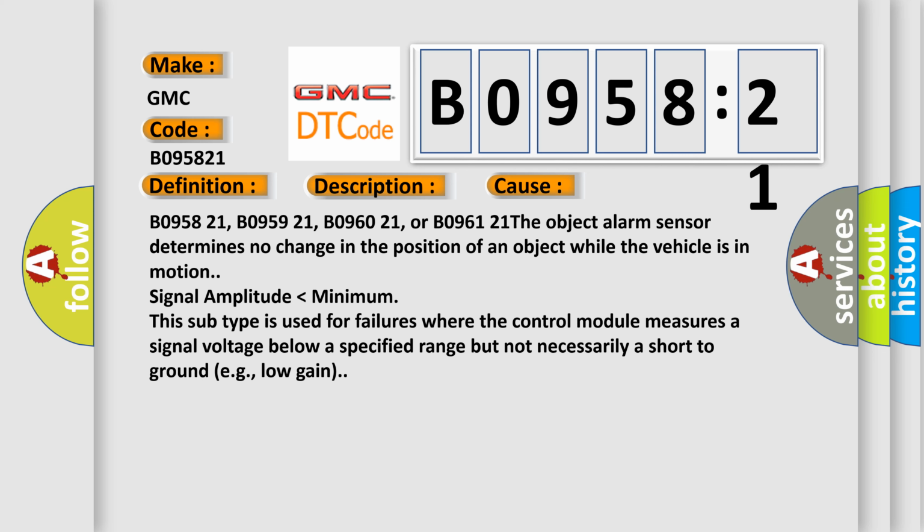B0958-21, B0959-21, B0960-21, or B0961-21. The object alarm sensor determines no change in the position of an object while the vehicle is in motion. Signal amplitude lower than minimum. This subtype is used for failures where the control module measures a signal voltage below a specified range but not necessarily a short to ground, e.g., low gain.